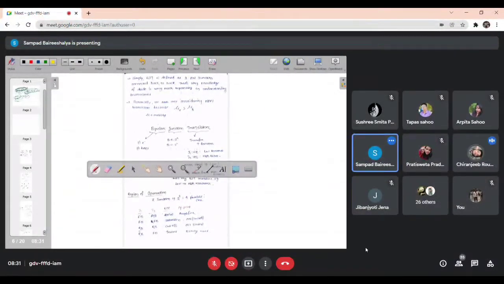Yes, sir. So you have to just stick with the operation in this table because it's very important regarding the region of operation. Next.